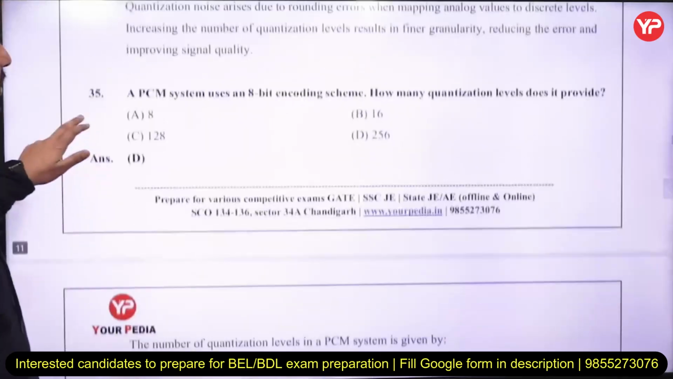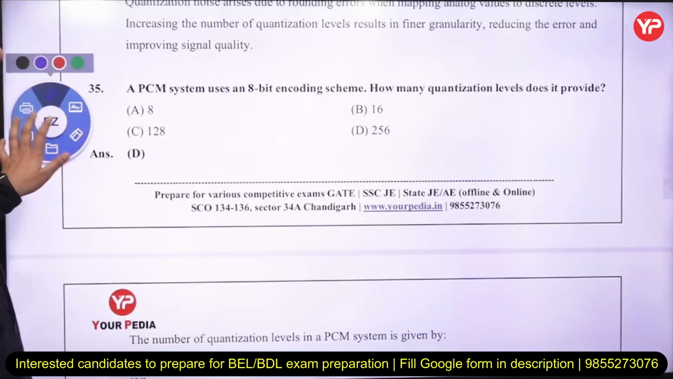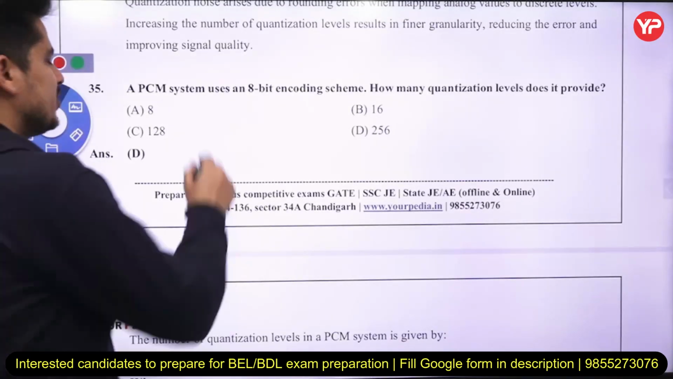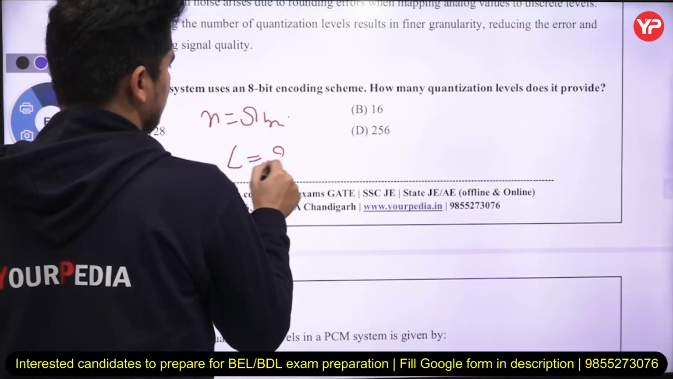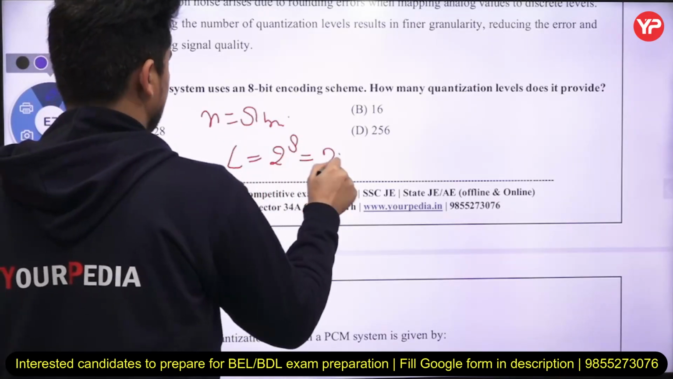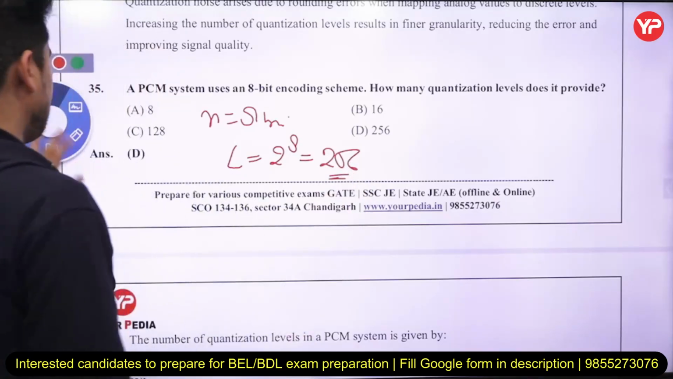In a PCM system using an 8-bit encoder, N is given as 8 bits and he is asking for the number of quantization levels. That will be 2 raised to the power 8, that is 256 levels. Okay, next.